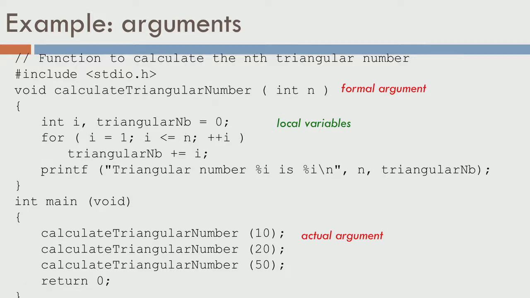This is a distinction that you have to keep in mind. Even though there is one formal argument, the actual arguments are changing. If you notice this piece of code, the actual parameter is 10 at this function call, the actual parameter is 20 for this function call, and the actual parameter is 50 for this function call, and the formal argument is always by the name n.